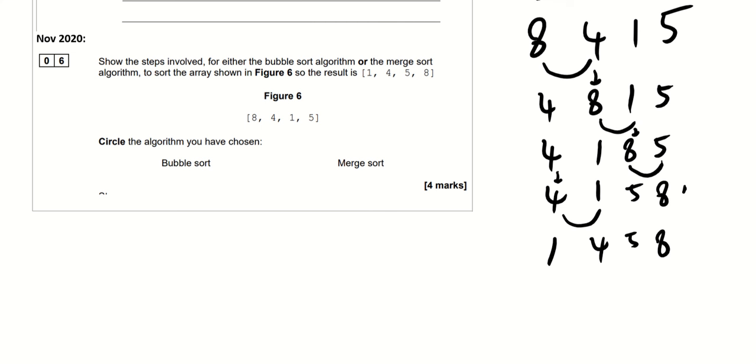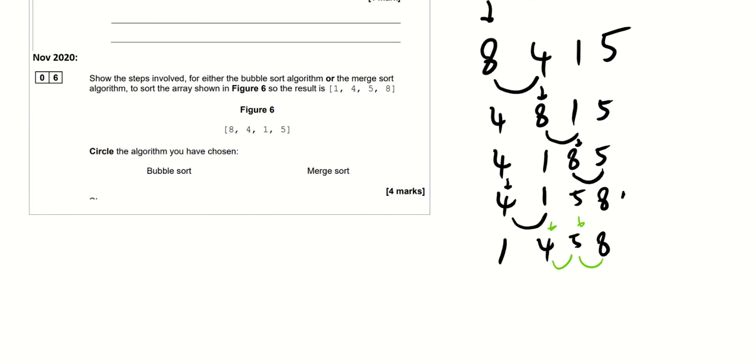But how a computer would do it is, a computer would carry on. It would then compare those two, they're fine. It would compare those two, they're fine. And then it would go back to the start again and do one final pass just to make sure they're all in the correct order. But you don't need to show that. It's just how a computer does it. So that is a bubble sort, okay? It compares each number on its own and swaps them over. So let's have a look then at a merge sort.